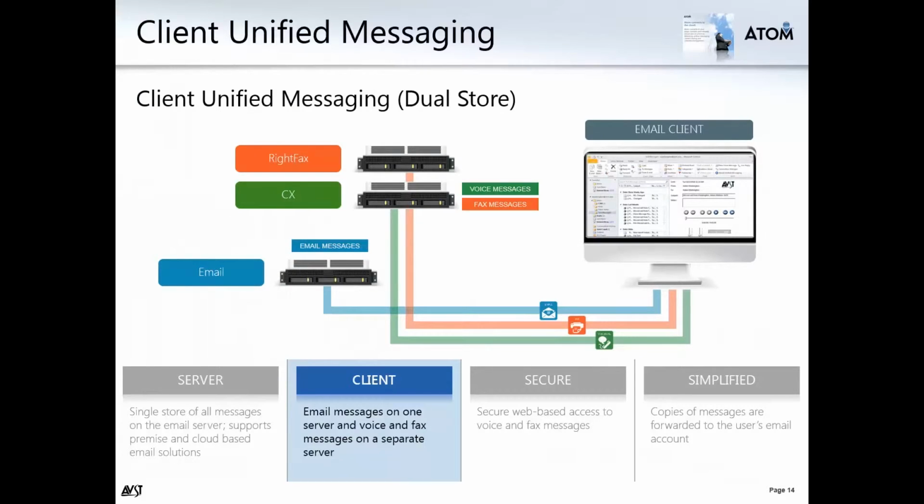Now, if you look at what happens here, you go to your client, which already has a connection back to whatever your email system is. You build another connection back to the CX server. The CX server ends up looking like an IMAP message store. And now you have two inboxes, one that has voice and fax, one that has email. All the same kind of forms, all the same kind of functionality.